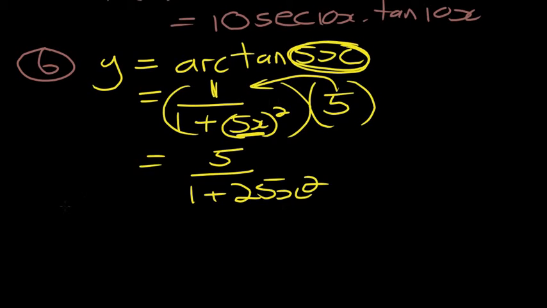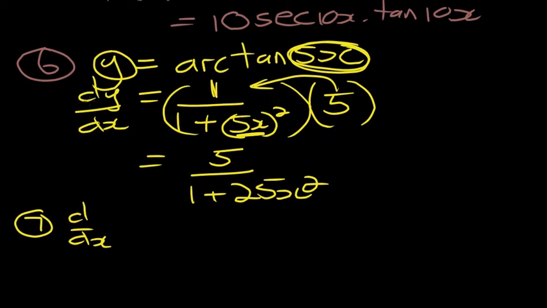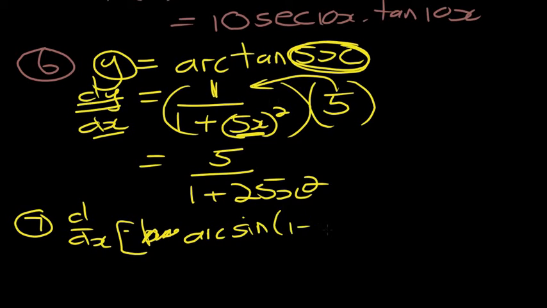Okay, and let's try a last example. I'm going to have to write a bit smaller because my space has run out. dy/dx. And again, sorry, when you derive, you say dy/dx because your function is called y, so you differentiate y in terms of x. Then let's do y equals arc sine of 1 minus 2x.